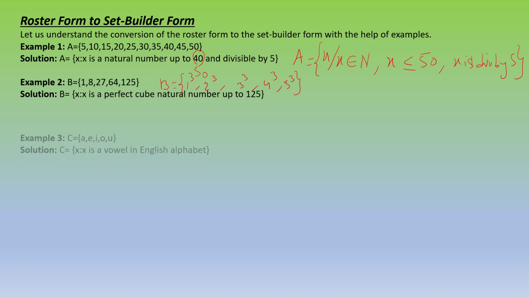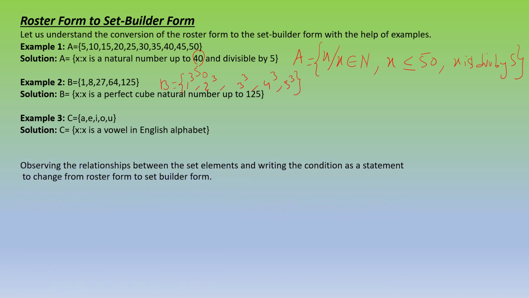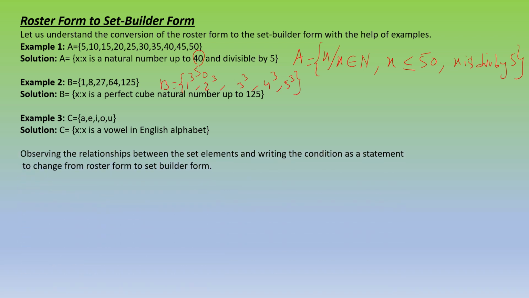Okay, in the next example, C is equal to a, e, i, o, u. Everyone knows these. What are a, e, i, o, u in English? x such that x is a vowel in the English alphabet, right? So observing the relationships between the set elements and writing the condition as a statement, we change the roster form to set builder form. Here you try to write example 4 and example 5 on your own for practice purposes. Okay.